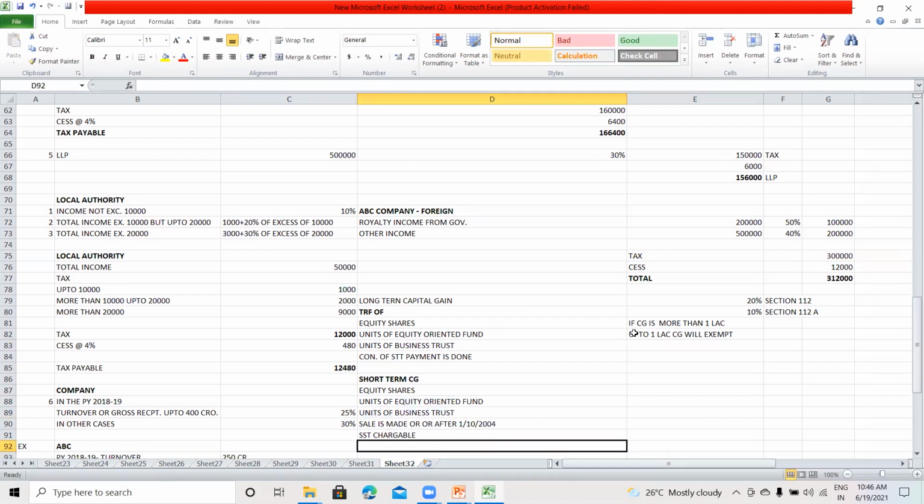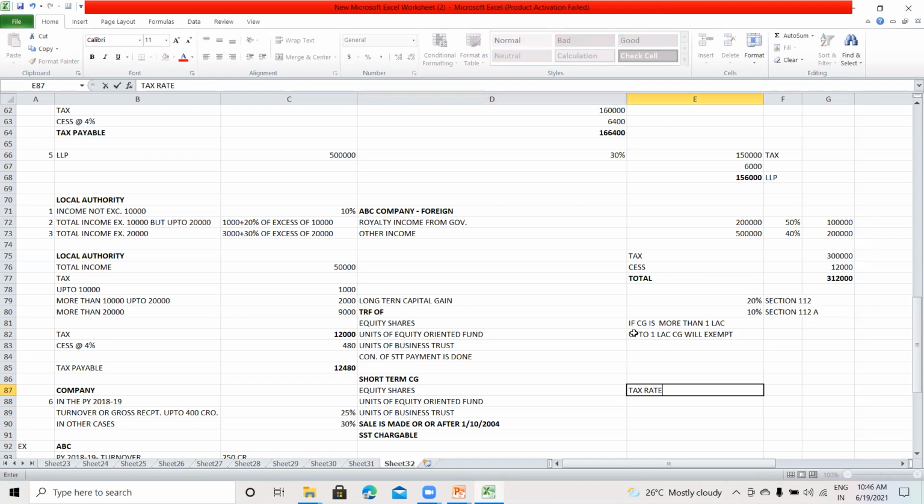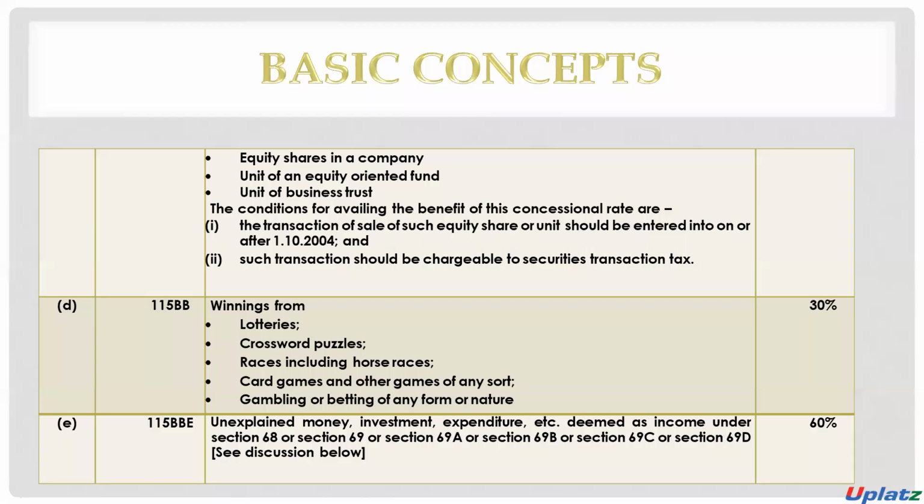STD is chargeable. So in this case, the tax rate will be 15%. The tax rate will be 15% if all conditions are satisfied.